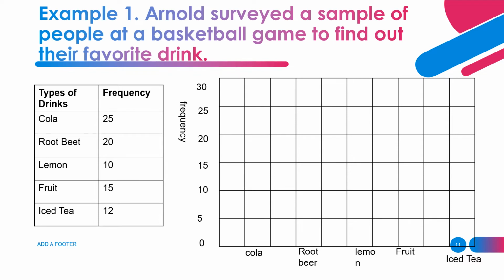So, for cola, we have 25. So, pwede natin ilagay dito. Ayan. Kulayan natin. So there are 25, the frequency. There are 25 people who drink cola, and then root beer. We have 20. So we will use another color to distinguish.